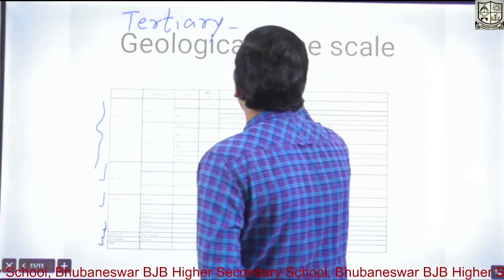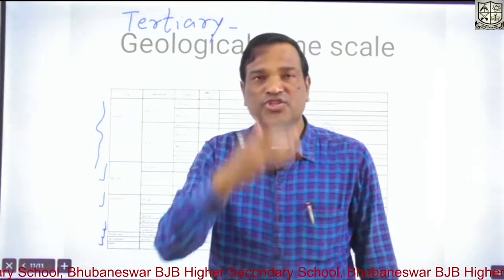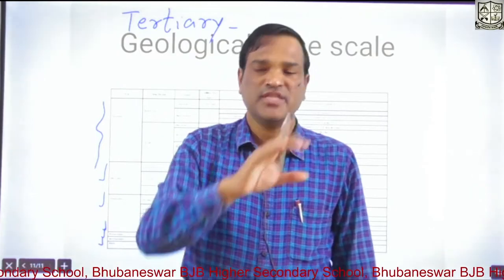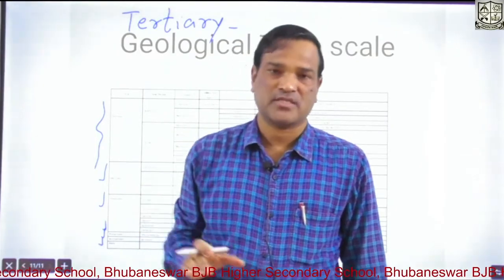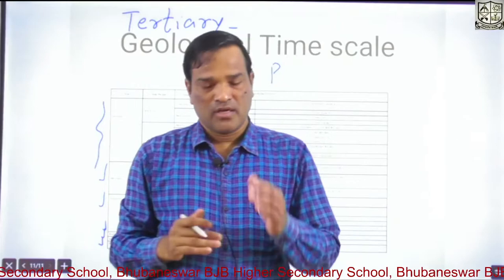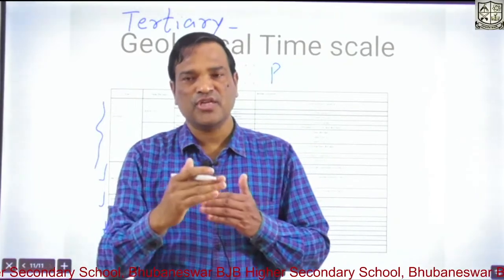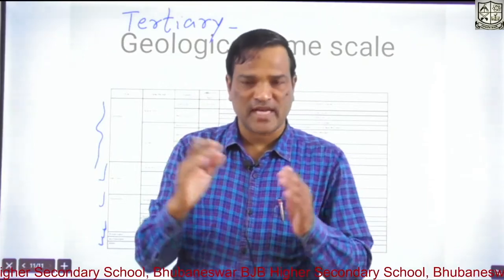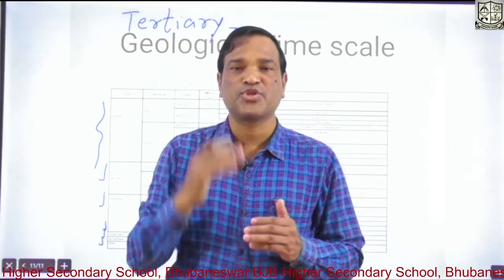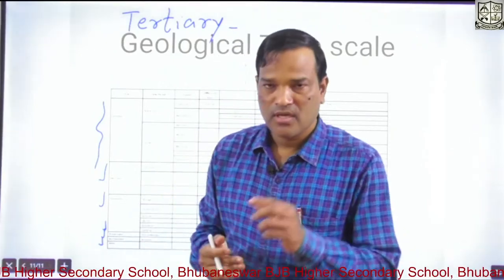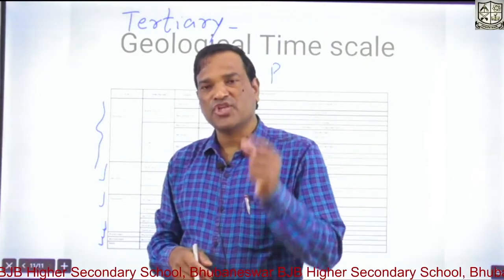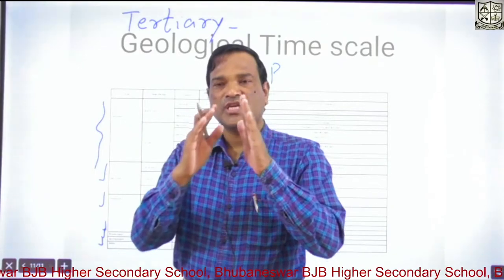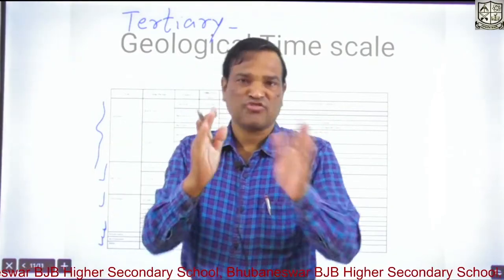five epochs: Paleocene, Eocene, Oligocene, Miocene, Pliocene. These are the epochs under the Tertiary period. And the Quaternary period is again classified into two epochs, the Pleistocene and Holocene. Okay. So, Paleocene, Eocene, Oligocene, Miocene, Pliocene, Pleistocene and Holocene. These are the epochs under the Cenozoic era.